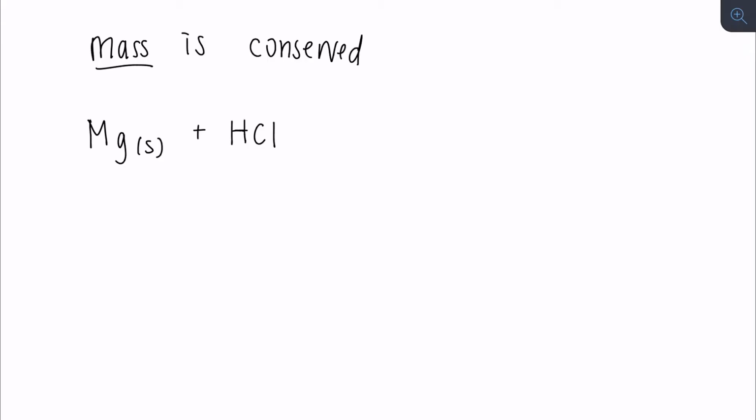As you've seen in the particulate model, magnesium will react with HCl, hydrochloric acid, which is aqueous. As we've seen in the lab, it's dissolved in water. And that will form magnesium chloride, which is also aqueous, which we can find on our periodic table, and hydrogen gas.